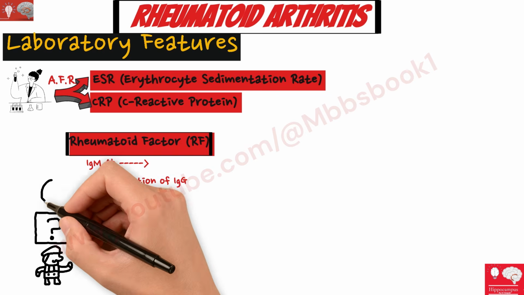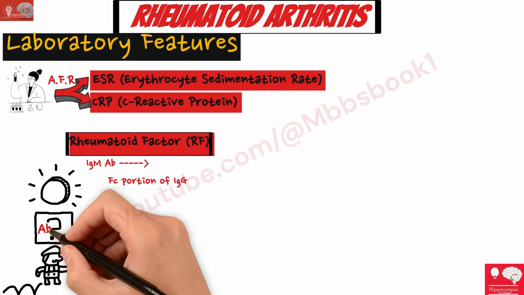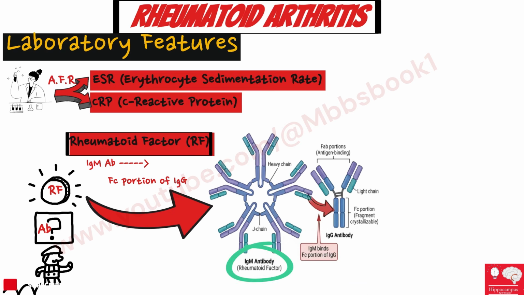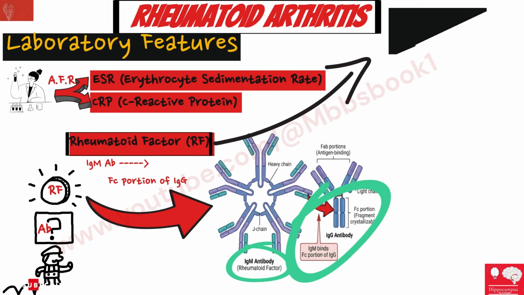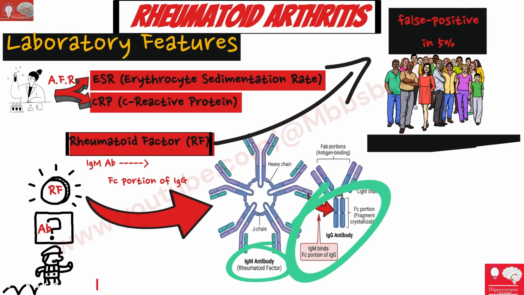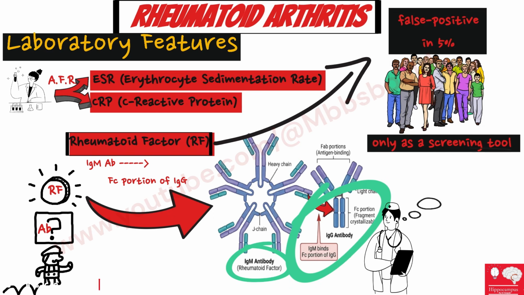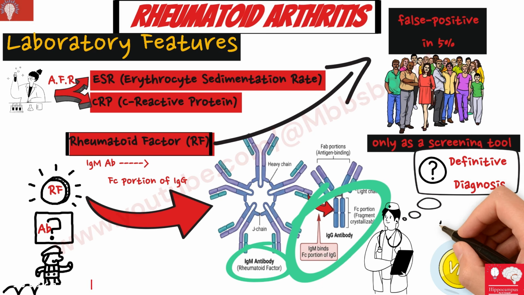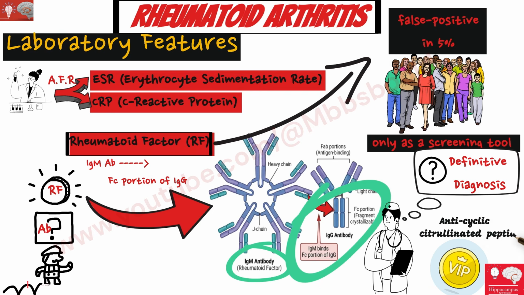This is a common microbiology-based question: which antibody is RF? The answer is an IgM antibody attached to the Fc segment of an IgG antibody. Because RF can be biologically false positive in 5% of the normal population, it serves only as a screening tool. It can also be negative in a substantial number of patients. Therefore, for a definitive diagnosis, the primary test to perform is the anticyclic citrullinated peptide, anti-CCP, antibody test.